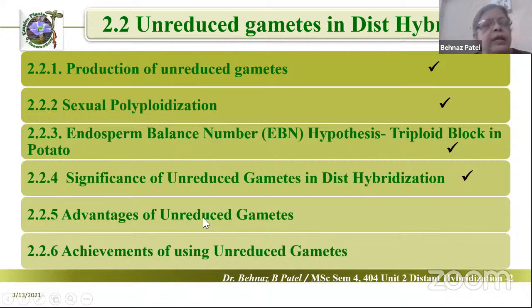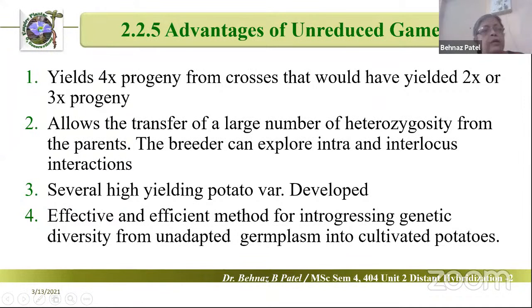Now we go on to the advantages of unreduced gametes. As we had said, it would produce a tetraploid progeny without having the hassle of doubling the chromosome number and not being sure whether it would give us results or not. And again, we do not want triploid plants. We don't want the triploid plant to occur. So therefore, even the 3X progeny will be eliminated. A large number of heterozygosity will be occurring. We saw even A2, A3, A4, and therefore explore whatever be your intralocus interaction and the interlocus interactions, and then select according to your needs.